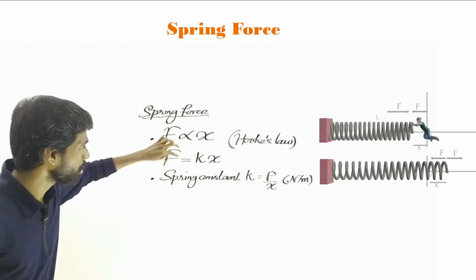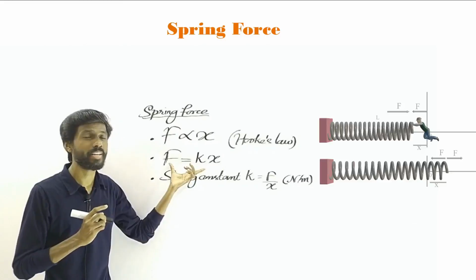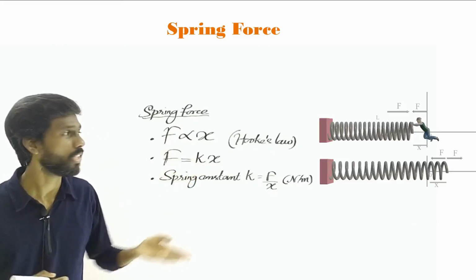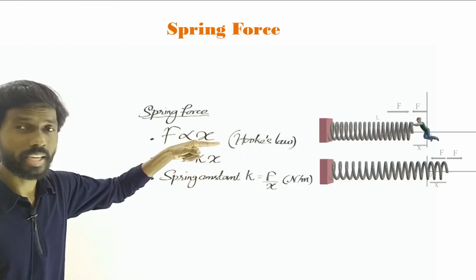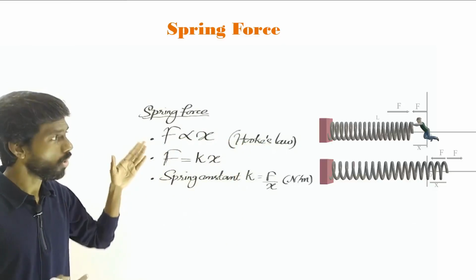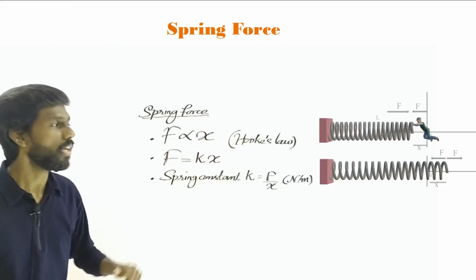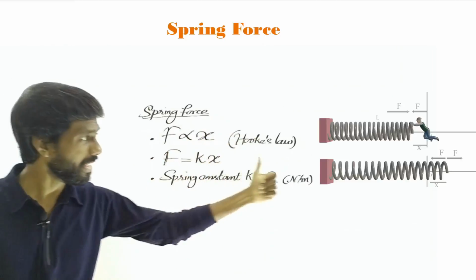Sometimes it is written as minus kx. Here we are writing only the magnitude, not the direction. Direction is already known. In the first case, the direction is in this direction, positive direction, because it is compressed. So the spring will apply force in this direction. So that is positive. Now in the next case, the force due to the spring is in this direction.